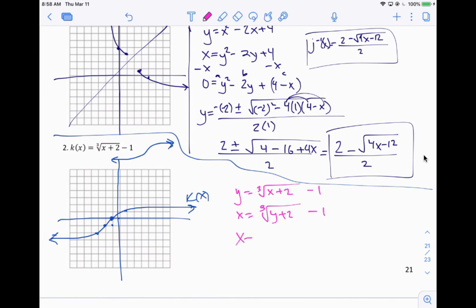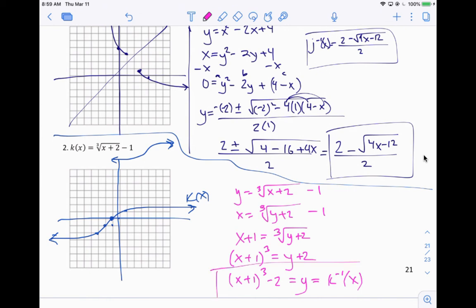So I'll start by adding 1 to the other side. Cubing, because it is a cube root. And then subtracting 2. And so that will equal our k inverse. This one also doesn't have any domain restrictions, which is fabulous.